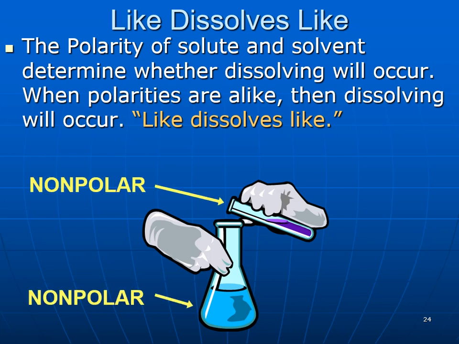So if we take something nonpolar, so oil, for example. Oil is a classic example of a nonpolar substance. And I put that with water. We all know what happens when oil and water are mixed together. They don't dissolve in each other. They're not miscible into each other. Oil and water are immiscible because they are not similar in polarity. Water is polar. Oil is nonpolar.